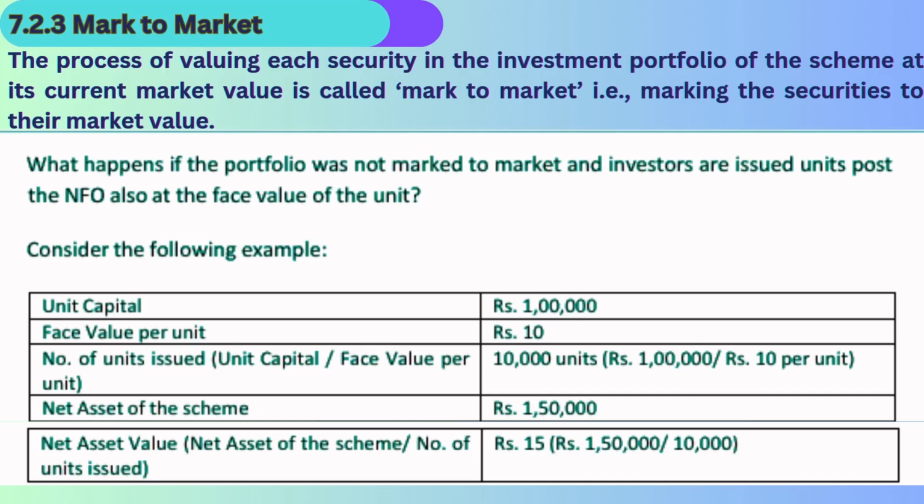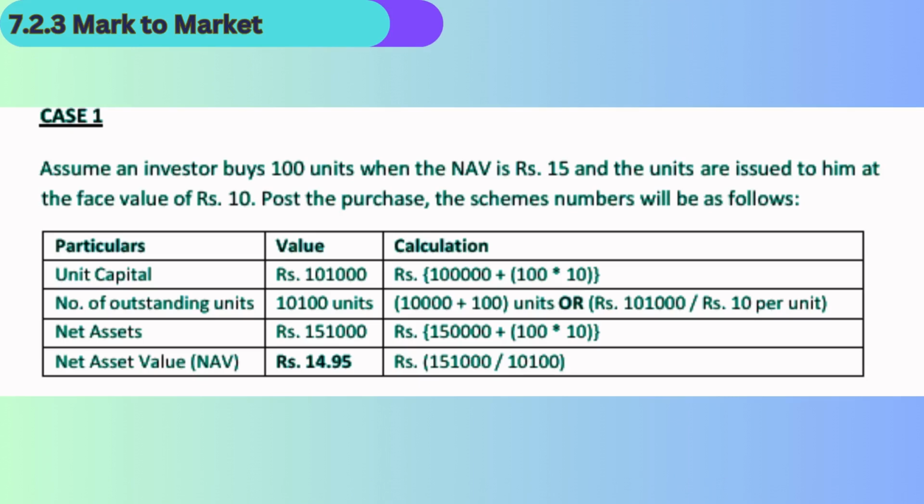Unit capital is rupees 1 lakh. Face value per unit is rupees 10. Number of units issued is equal to unit capital divided by face value per unit, that is 10,000 units. Net asset of the scheme is 1,50,000. Net asset value is equal to net asset of the scheme divided by number of units issued, that is rupees 15.